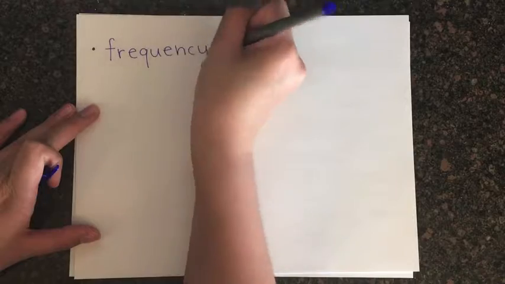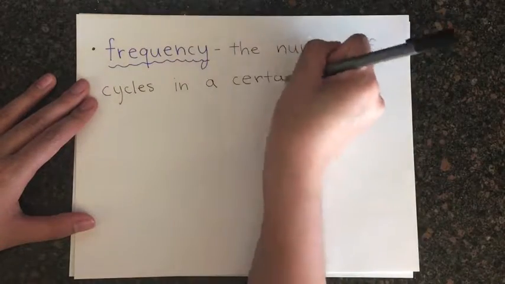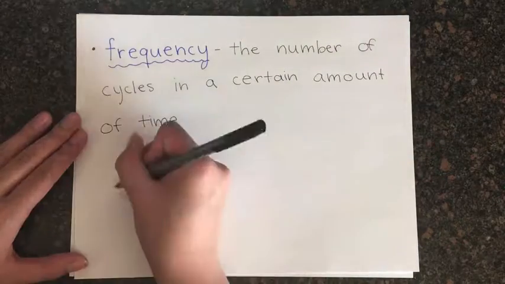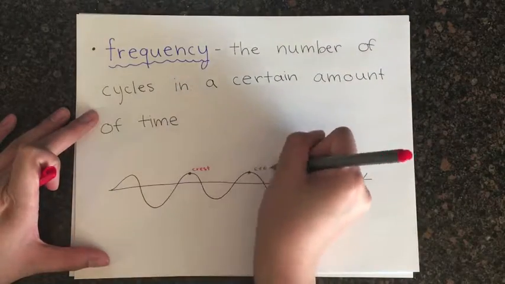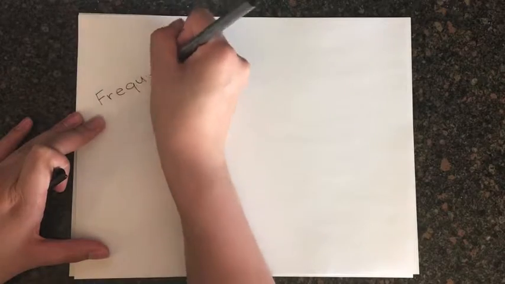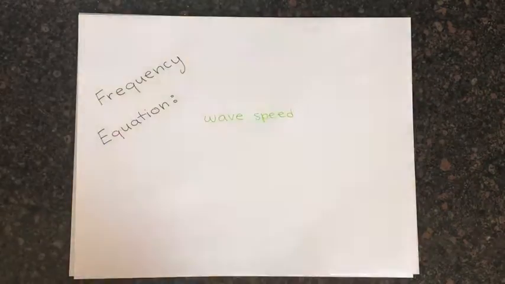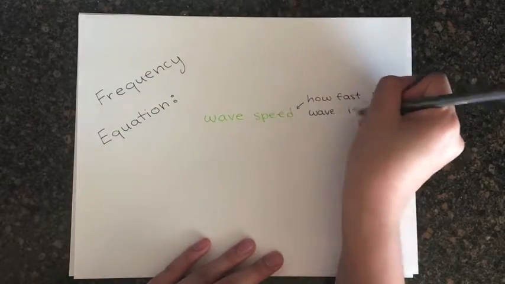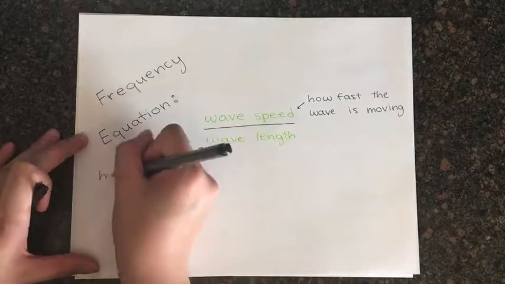When scientists like us discuss the physics of sound, we usually start by talking about frequency. And frequency is the number of cycles in a certain amount of time. Now, a cycle happens when a wave starts at one crest and reaches another. To find frequency, we take the speed of the wave. That means how fast the wave is moving. And then we divide it by the wavelength. And the wavelength is how long the wave is.